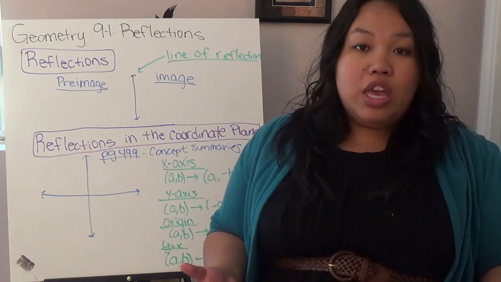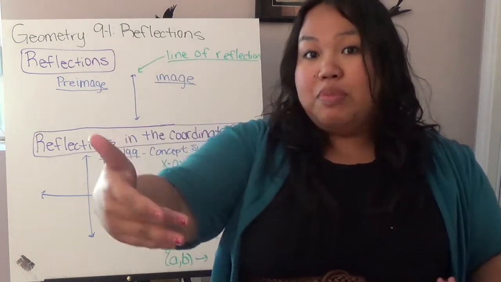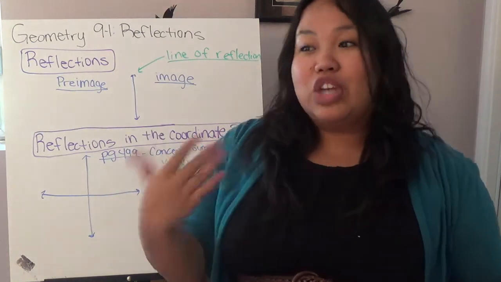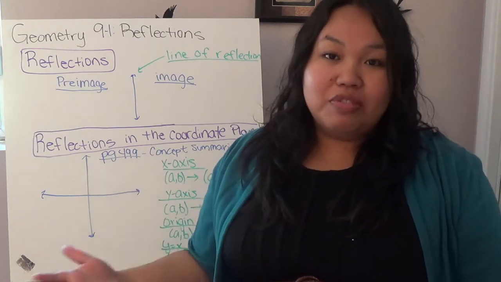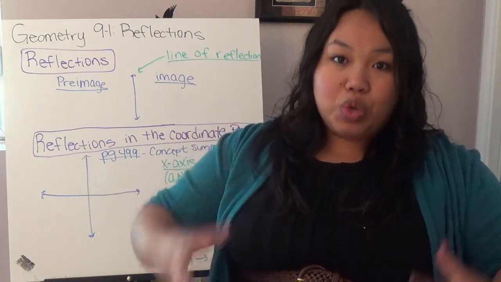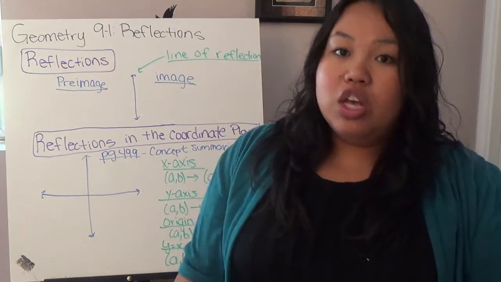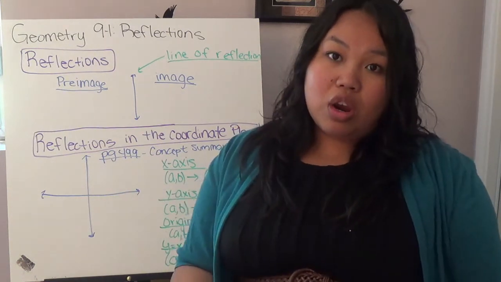For example, if I look in the mirror, okay, I see the reflection of me. I don't see a thinner version of me. I don't see a darker version of me. I don't see a wider version of me. I see me, and all my measurements are the same. I'm just relocated in a different area. So we're dealing with reflections here, which is kind of like looking in a mirror.